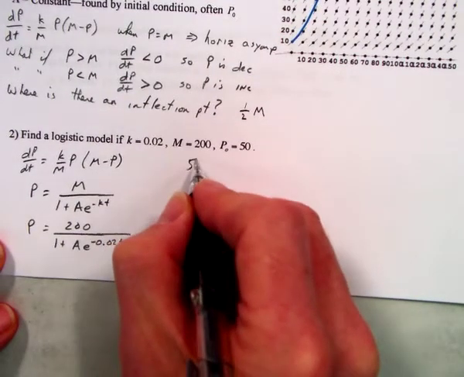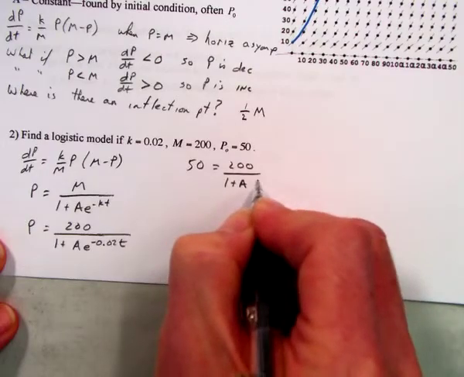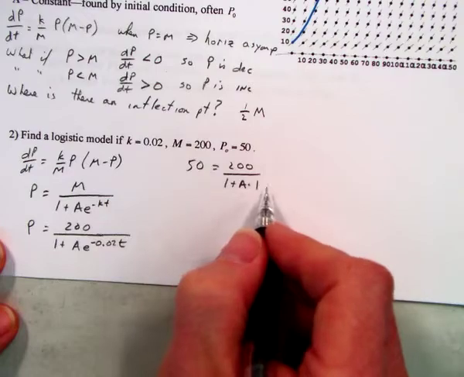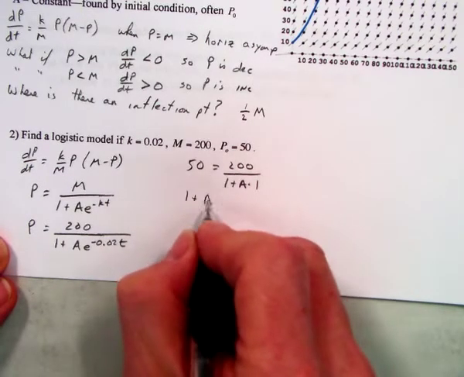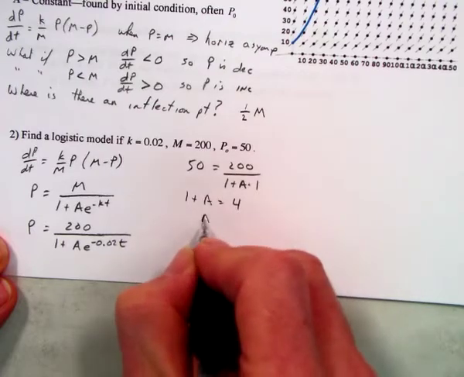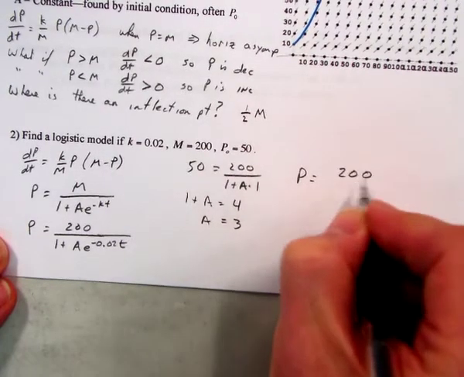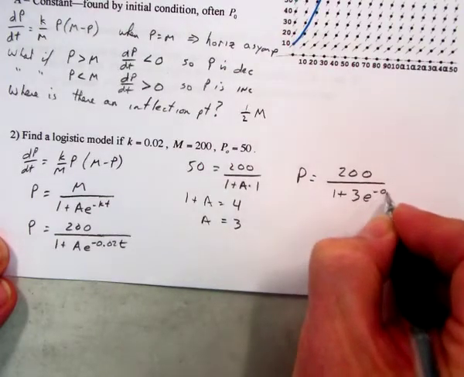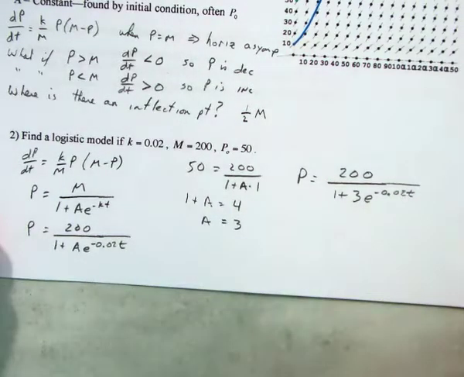Now we're going to use our initial value in order to find out what A is. So we'll say 50 equals 200 over 1 plus A times 1, because that value will be 1, e to the 0. So we can multiply both sides by 1 plus A and divide by 50, and we'll get 1 plus A equals 4, so A equals 3. And that gives us our equation, 200 over 1 plus 3 e to the negative 0.02t. All right, let's go to the next page.